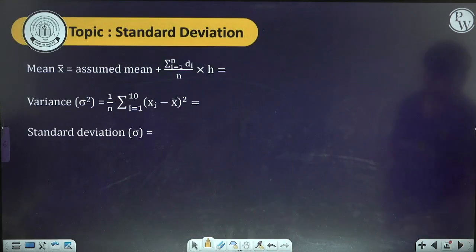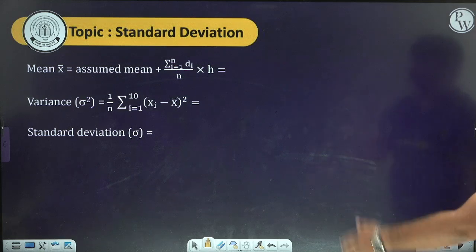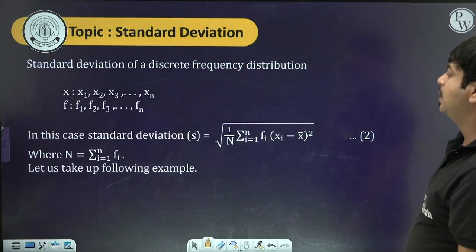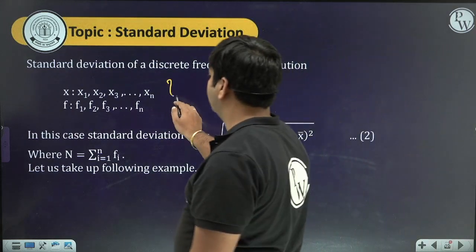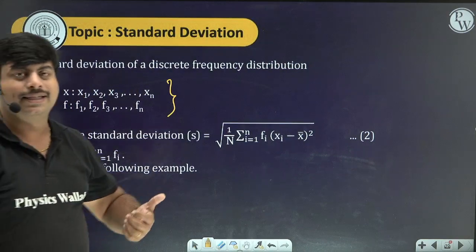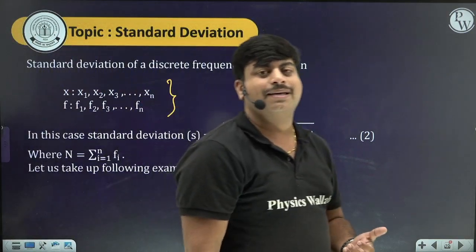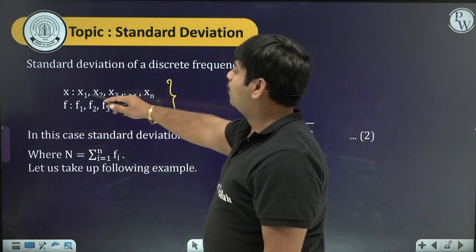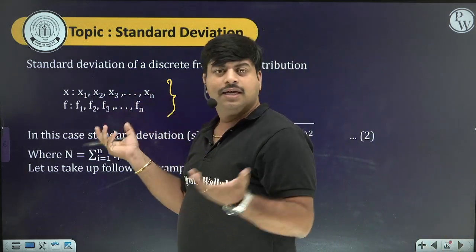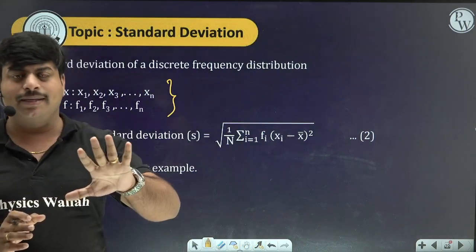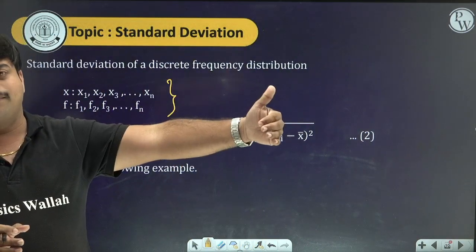Next, we have the same formulas. Standard deviation of a discrete frequency distribution. People, we discussed ungrouped data. The question we discussed just now is ungrouped data. Now the question is about a discrete frequency distribution. You know x1, f1, x2, f2, x3, f3. Same process. Instead of x, we will be taking the deviations, but multiplied by fi, the frequencies.